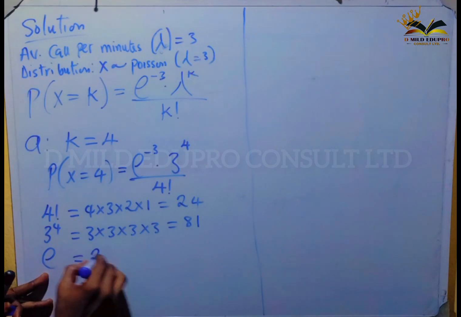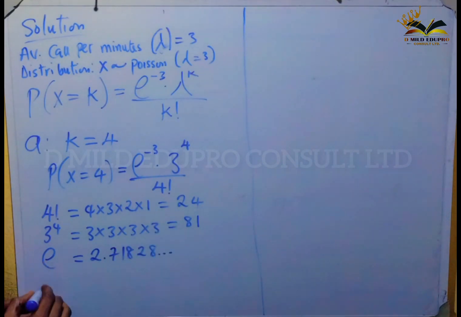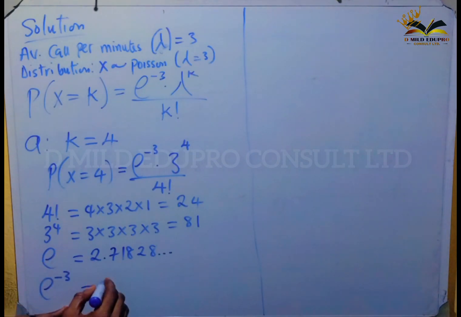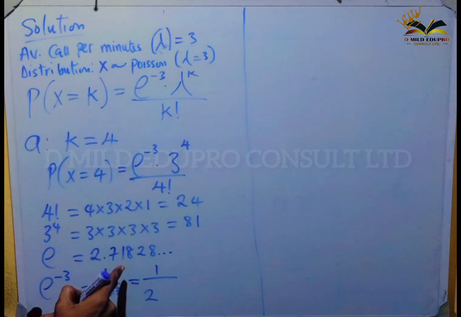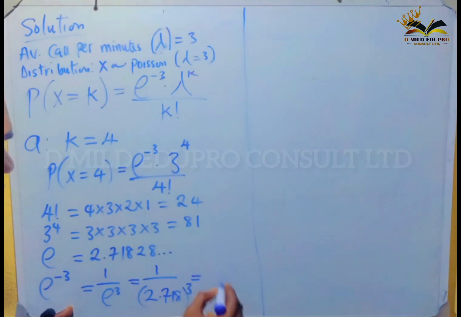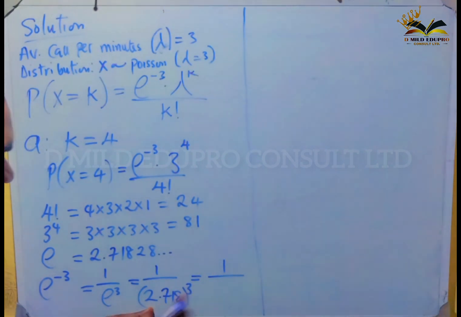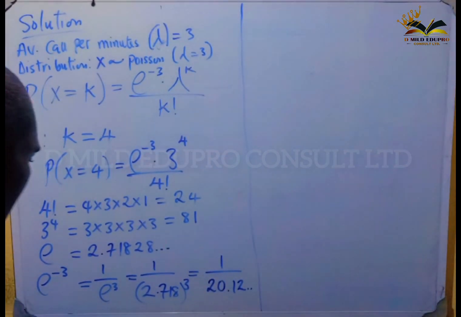Then take note also that e is 2.7182. Then e raised to the power minus 3 is the same thing as 1 over e raised to the power 3. Let's approximate to 3 decimal places: 1 over 2.718 raised to the power of 3. If you raise this to the power 3 and divide 1 by it, you're going to have the value for this.